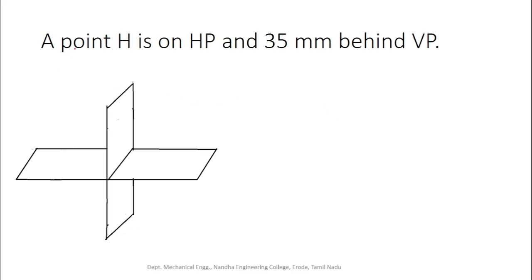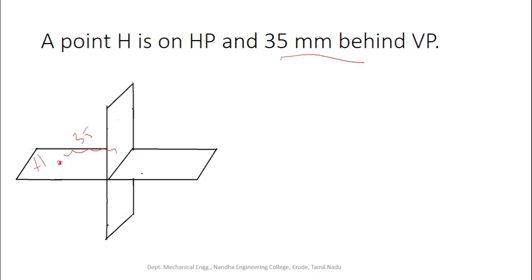We will see another example. The point H is on HP. So somewhere here the point H is there. At the same time, the point is 35 mm behind VP. So definitely the point is lying either in the second or third quadrant according to this statement. According to the first statement, the object is exactly lying on the HP. So the point H is at the intersection of the second and third quadrant. So this is the point H, which is lying on the HP, and the point H is 35 mm behind VP. So this distance is 35 mm.